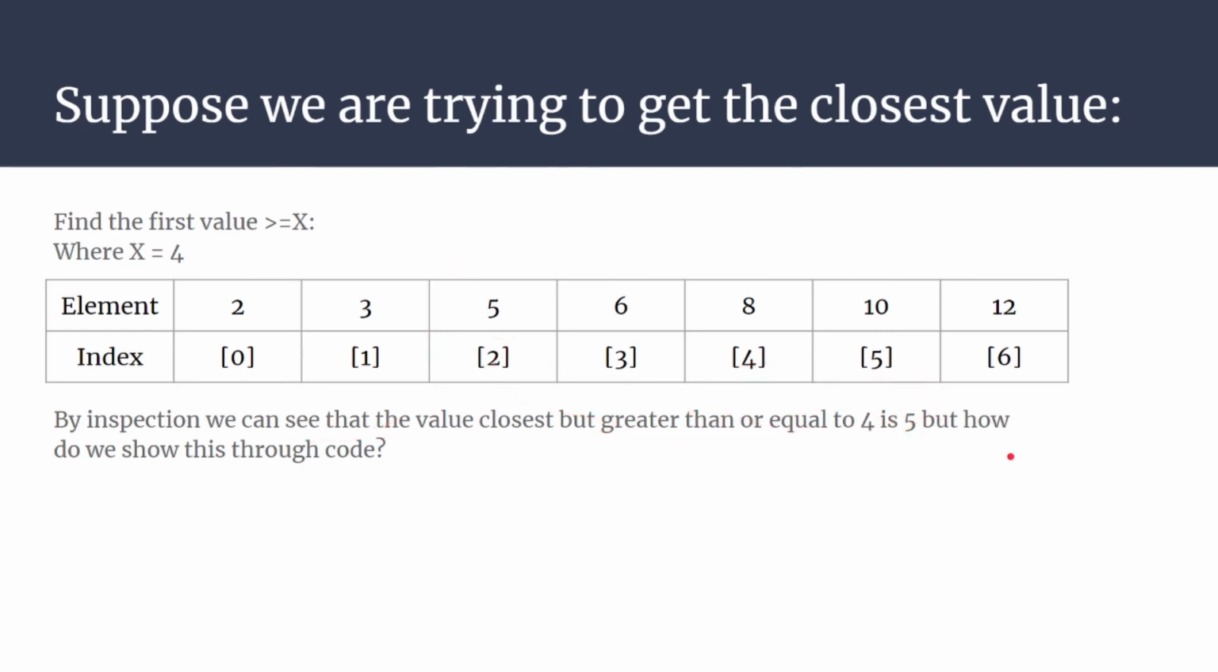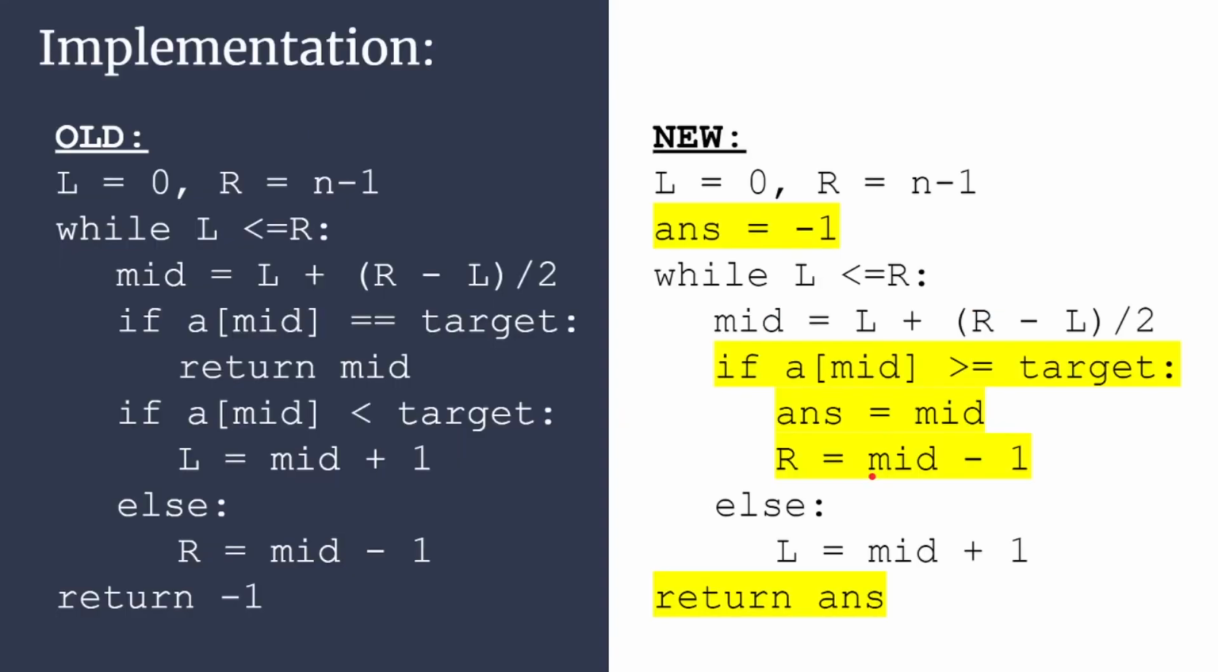But how do we actually show this through code? So the solution is basically to have a variable to hold the best answer temporarily. And this is basically what I mean.